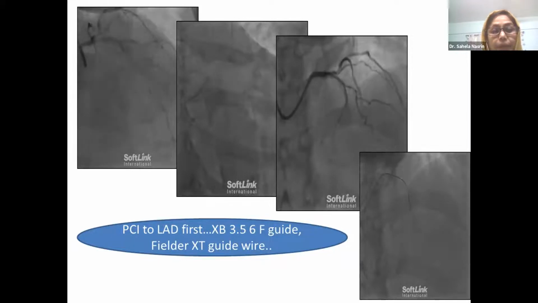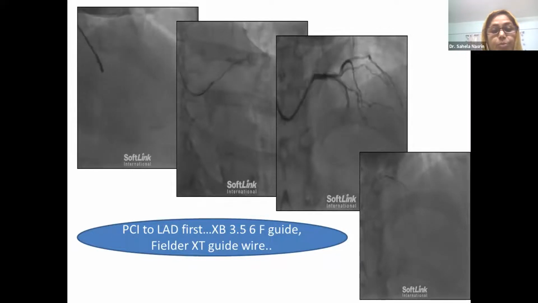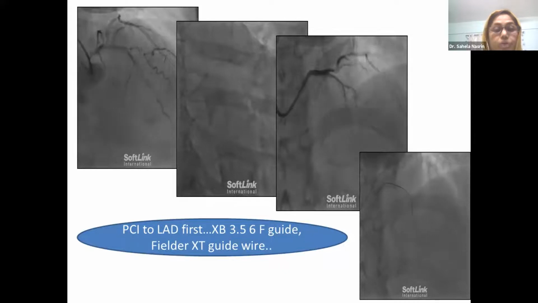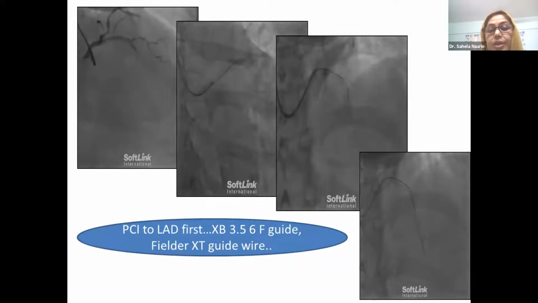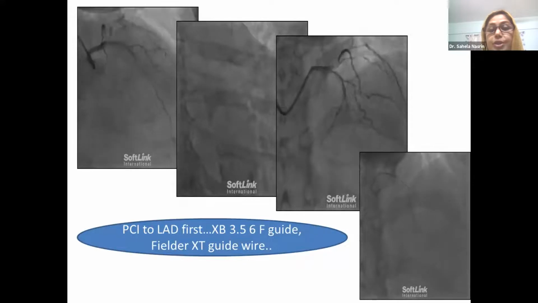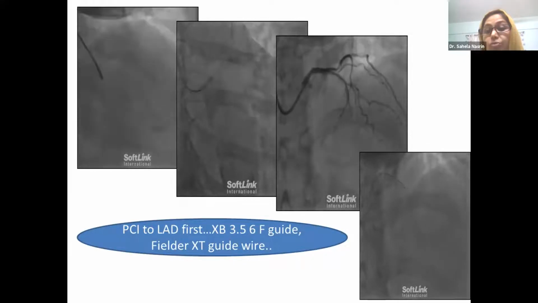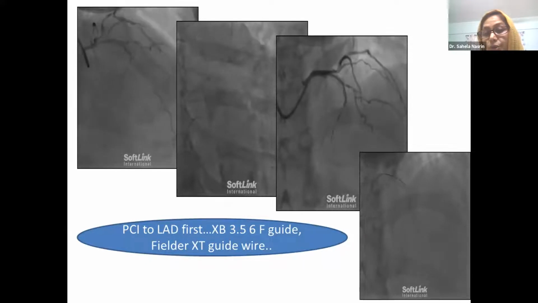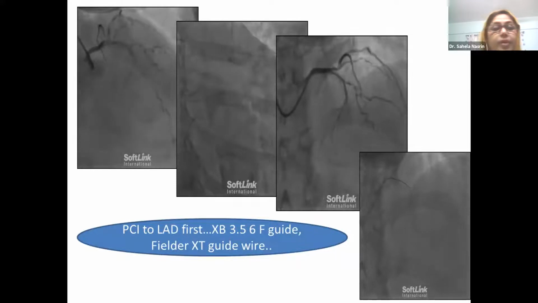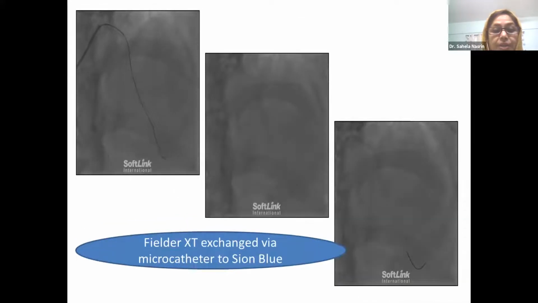So first we attempted the PCI to LAD, and an XB 3.5 6 French guide catheter was taken. Fielder XT guide wire was negotiated with the help of microcatheter, and finally we succeeded to cross the lesion, and the Fielder XT was exchanged via microcatheter to Sion Blue.